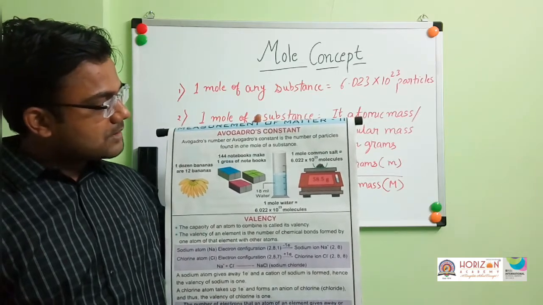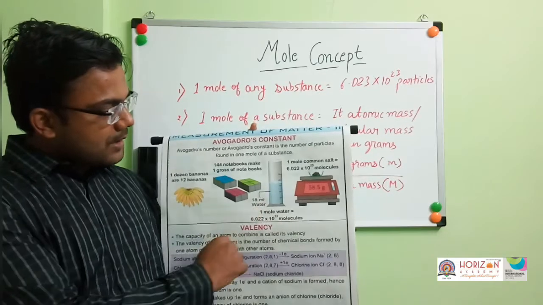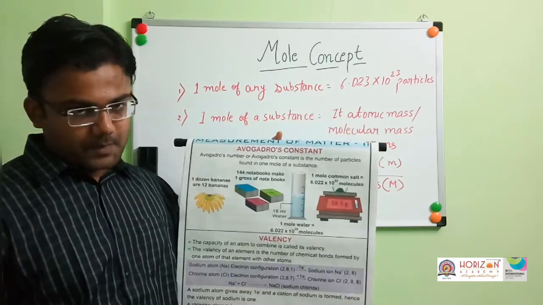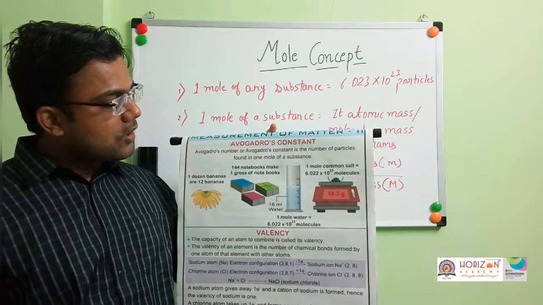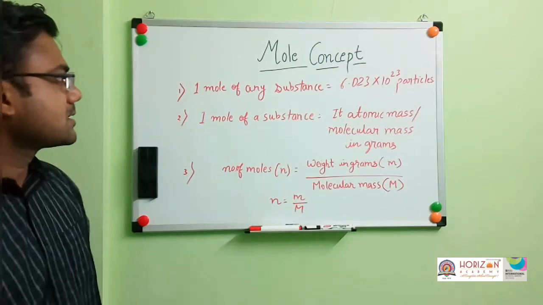So 1 mole of water means what? 18 ml of water. So how does 18 come? It is nothing but the molecular mass of water. So 1 mole of every substance also corresponds to its atomic or molecular mass.